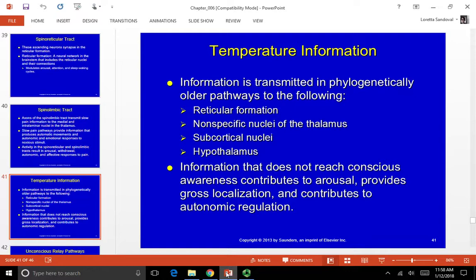Okay, we're going to wrap this section up, and in the next section we're going to talk about the unconscious relay pathways.